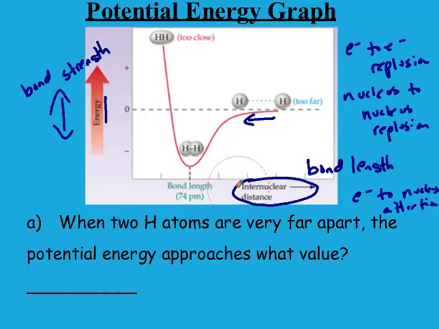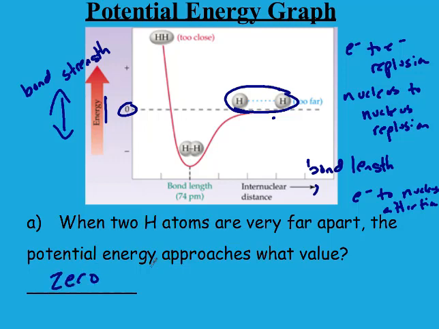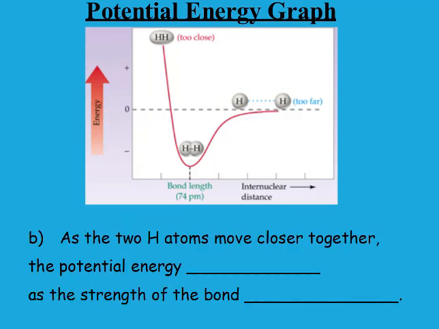So let's look at the questions. When two hydrogen atoms are very far apart, the potential energy approaches what value? Well, here, two hydrogens are very far apart, and it approaches 0. As the hydrogen atoms move closer together, their potential energy starts to decrease. As the potential energy decreases, the strength of the bond increases.